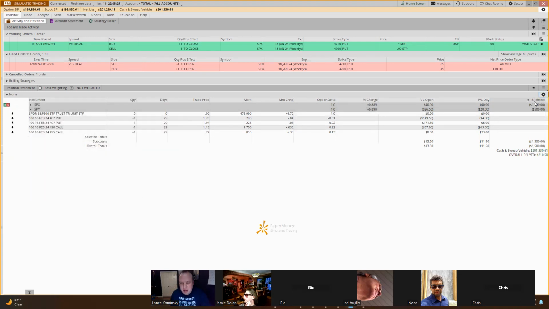It would also be helpful to have your BP effect there, so you can see how much buying power each position is taking up as you do them. Like this is my paper trade account, with cash and sweeps of 200 grand, net liq the same number, and then buying power. You can see these little parentheses mean it's using up that much buying power. So with these two paper trades I have on now, it's using up 1,000 plus 500. Down here is the total, 1,500.